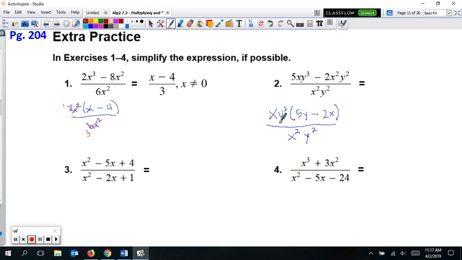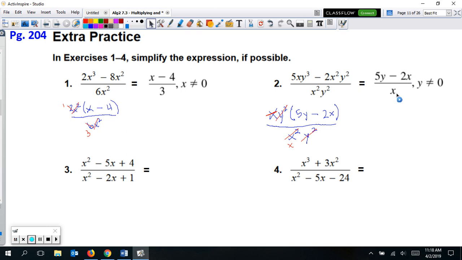So as far as x's, I can cancel this x out completely, and this x squared here will become an x. And then y squared and y squared here will cancel out completely as well. So now what I have on the top is our binomial. What's on the bottom is just the x. So that's our answer right there.